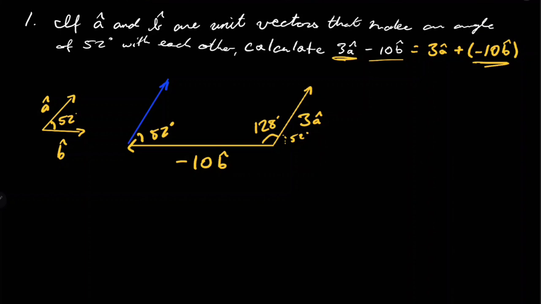Obviously, 180 minus 52 is 128, and 180 minus 128 over here will give me 52 degrees there. So now that I have the magnitudes of these two vectors, 3 vector A here, I'm now able to draw on my resultant vector. So that goes here, if that line tool works. This is my resultant vector. I will call it R.